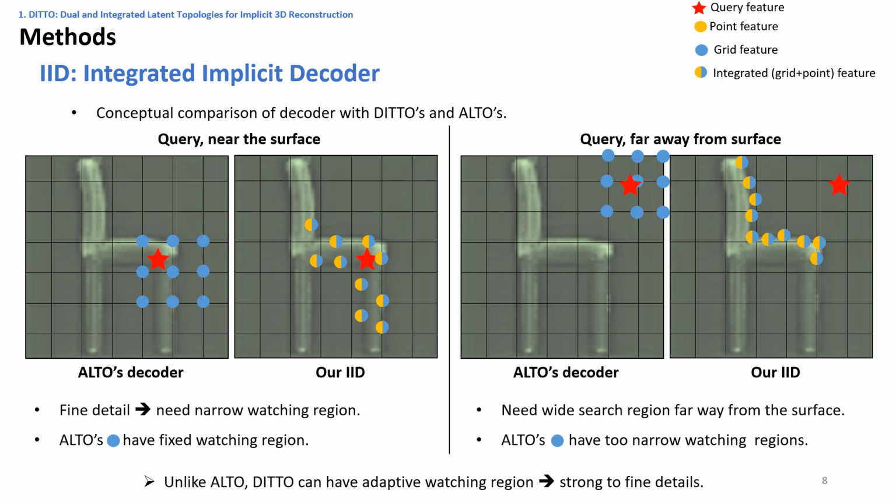For example, when the query point is near the surface, we need narrow ROI to capture frequently changing occupancy value. On the other hand, when the query is far away from the surface, wide ROI is better to capture global information. IID can adaptively choose the ROI size by utilizing nearest points, but ITTO has a fixed ROI.